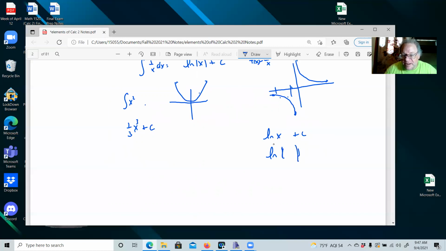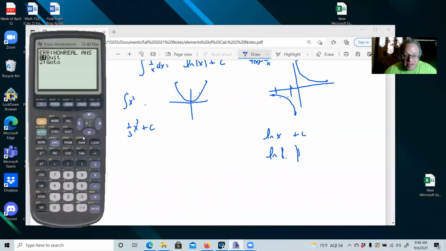So if I have a negative 5, we still get an answer. So I could have natural log of 5. That's fine. That's going to give me a number.